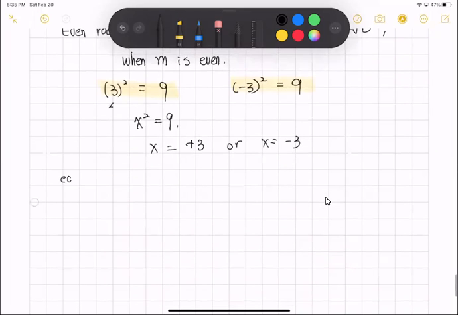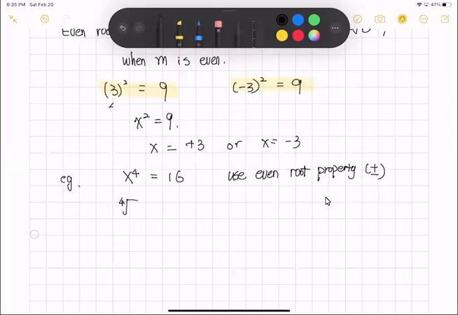Okay, so let's take a look. x to the 4th equals 16. Well, we need to use the even root property. So we know that the solution has a positive and negative solution. So we take the 4th root on both sides, and then we leave a positive and negative sign outside of the root. So I have x equals positive or negative 2.